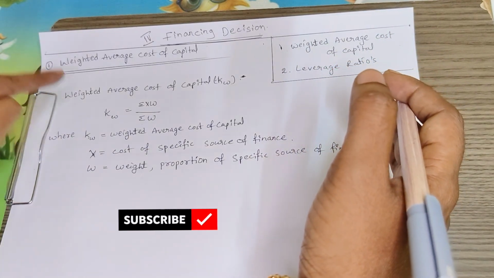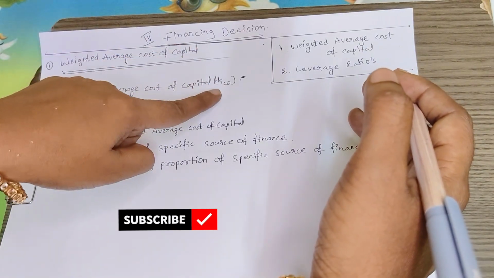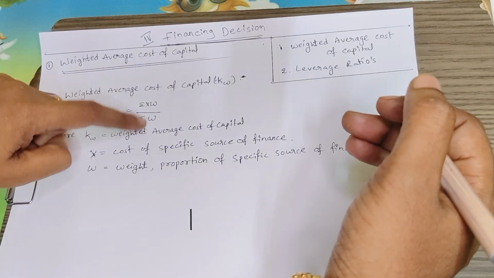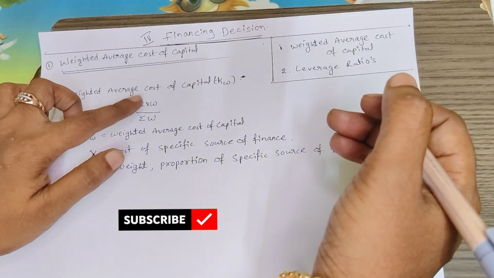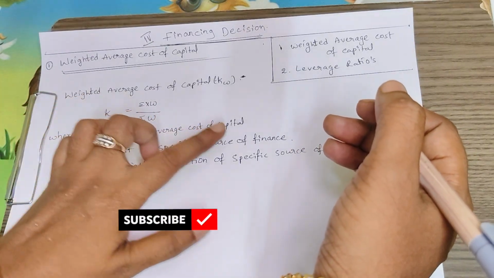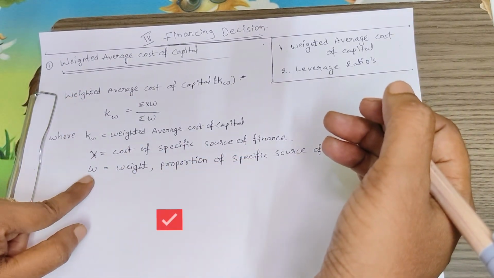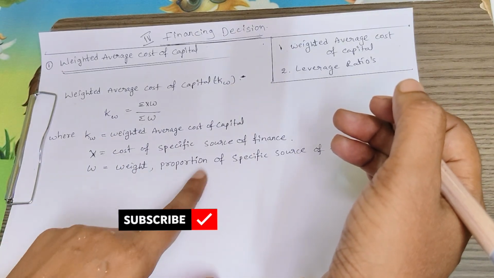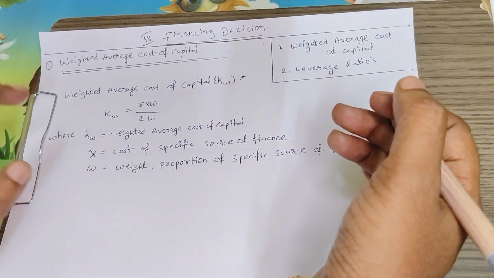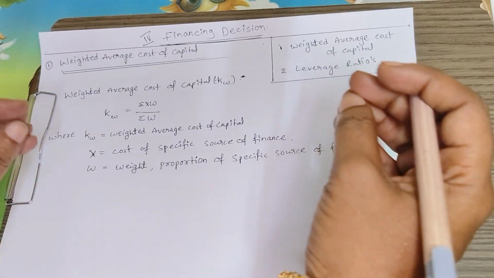So how to calculate weighted average cost of capital? Here it should be shown like this, KW. KW is equal to summation of XW divided by summation of W. Summation means total of XW divided by total of W. KW is the weighted average cost of capital, X is the cost of a specific source of finance, and W is the weight, that is the proportion of that specific source of finance. If you apply this formula, you will get the weighted average cost of capital. It is very simple to calculate and simple to understand.